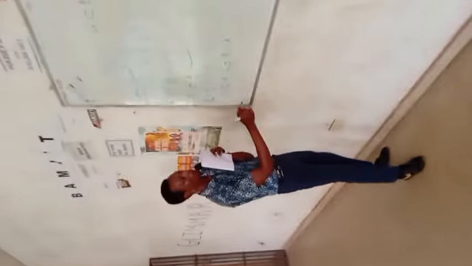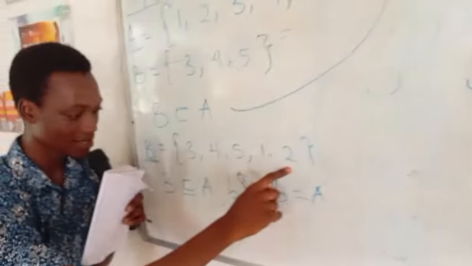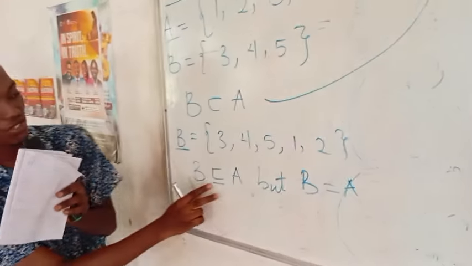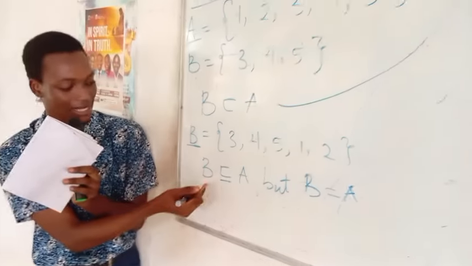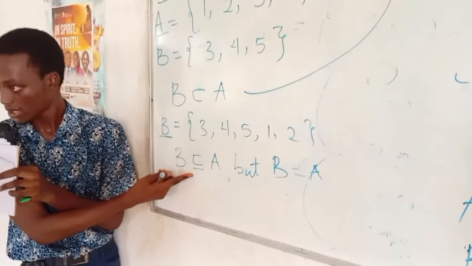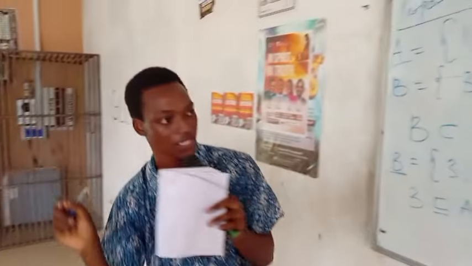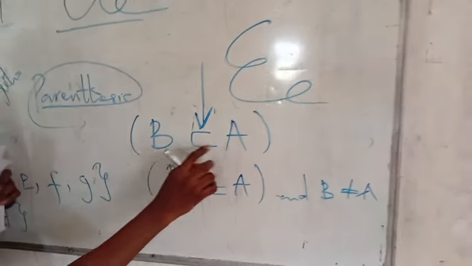This is our A here, this is our B here. Though B is a subset of A, they have the same elements. This stroke you see under this subset sign means that it is an improper subset. The real symbol for subset is the ordinary one without the stroke under it.